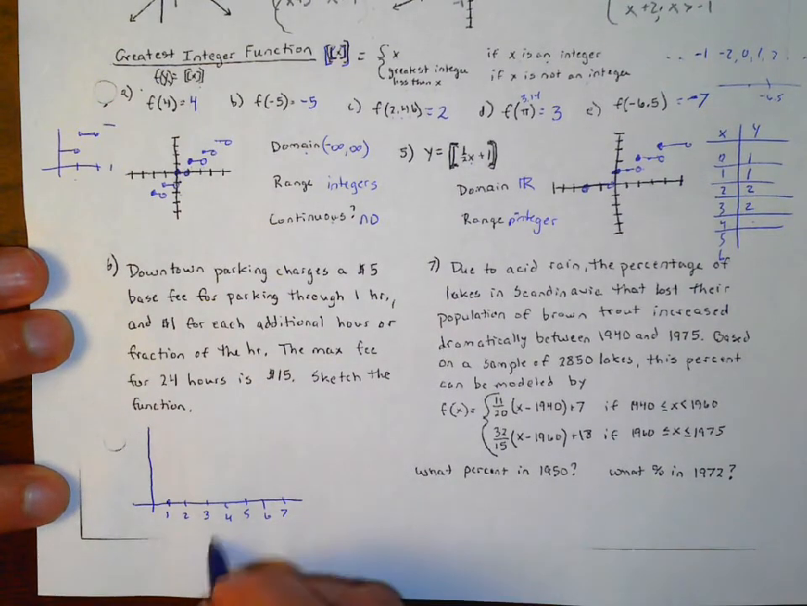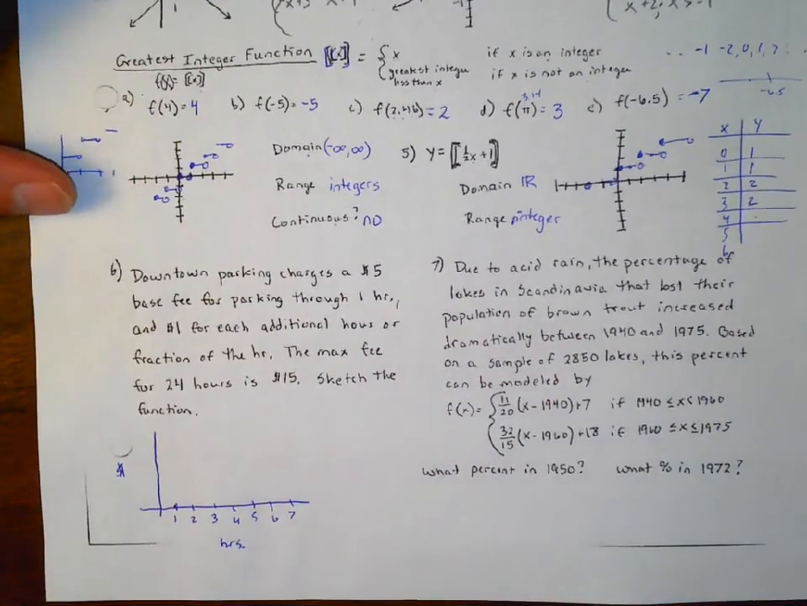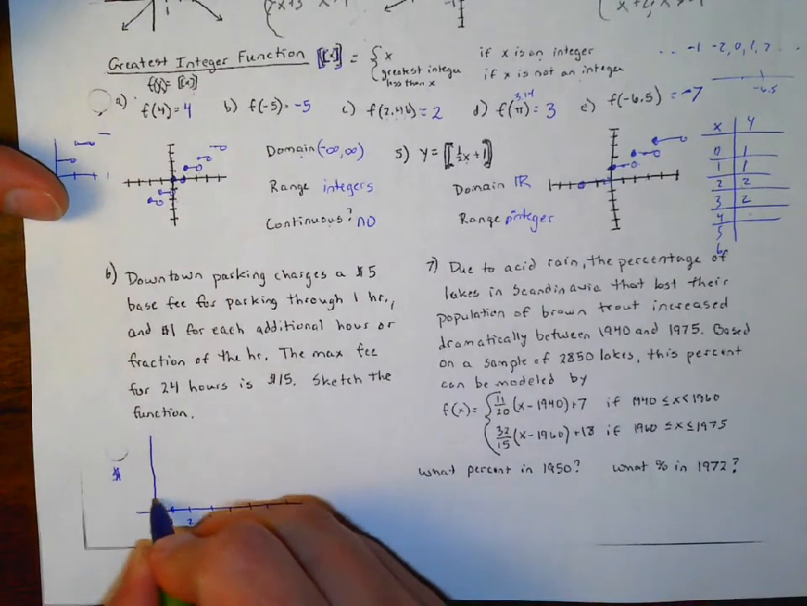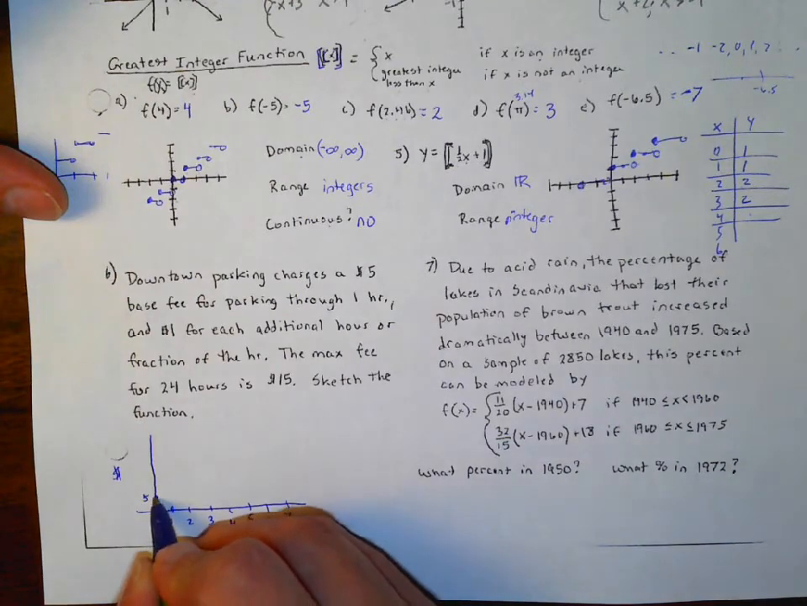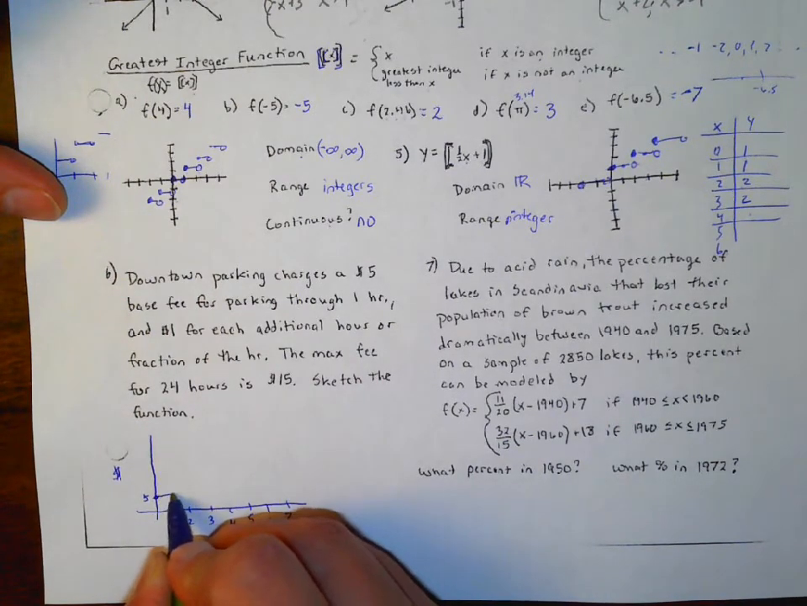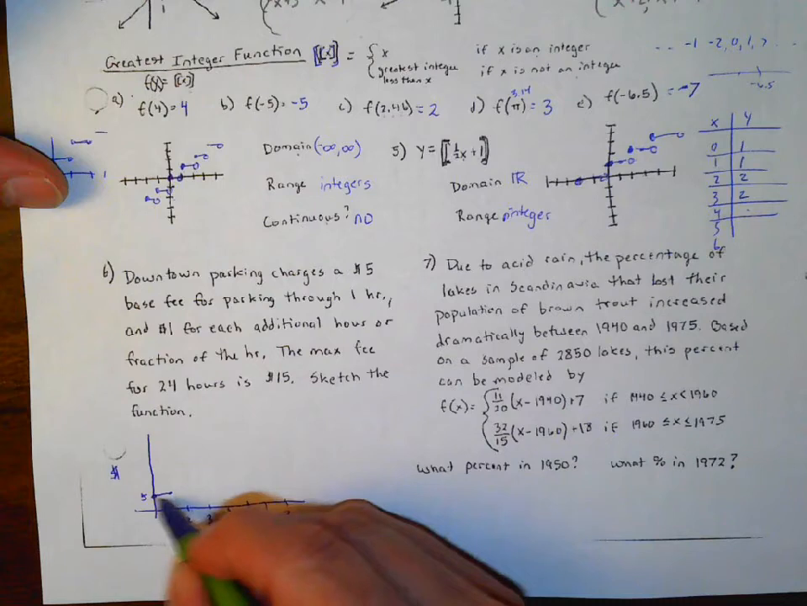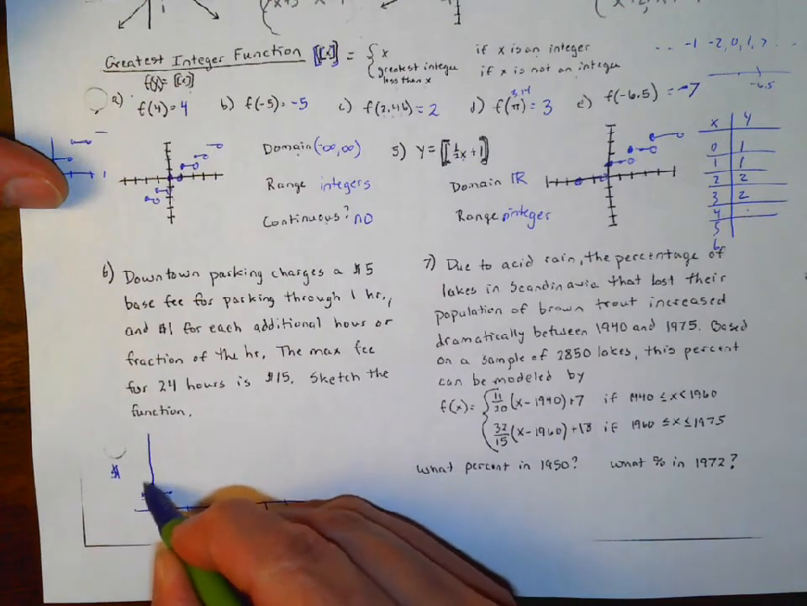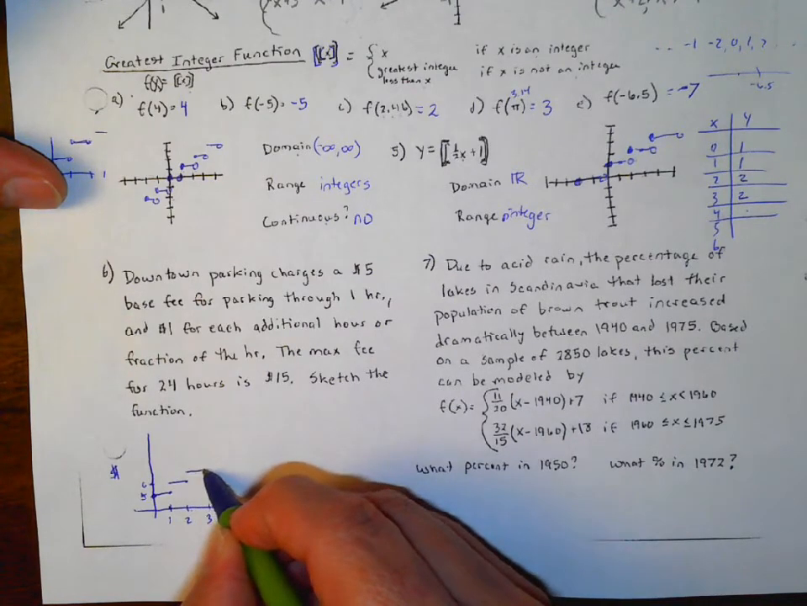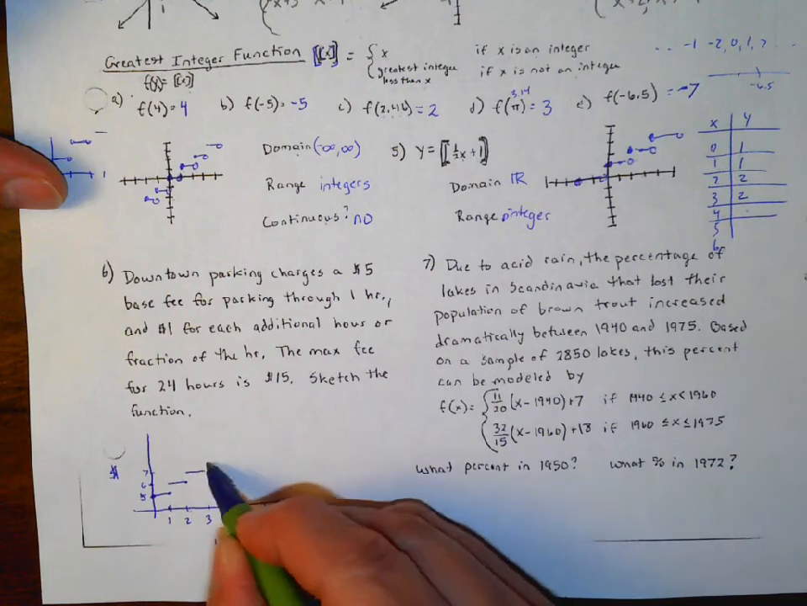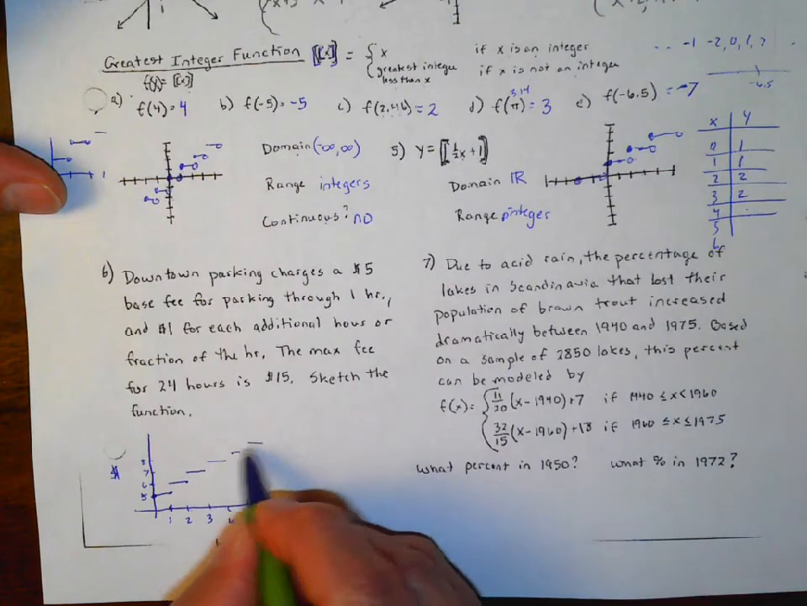Okay, so this is the hours, and this is how much we're being charged. As soon as you get into the parking garage, you are charged $5, right? So anywhere from 0 hours all the way up through 1 hour, you're charged $5. Now at 1 hour to 2 hours, you're charged that $5 plus an additional dollar. So you would then have to jump to $6. And then from 2 to 3, you would be charged $7. And 3 to 4, you would be charged $8. So you can see how this keeps stepping up another dollar for every hour.